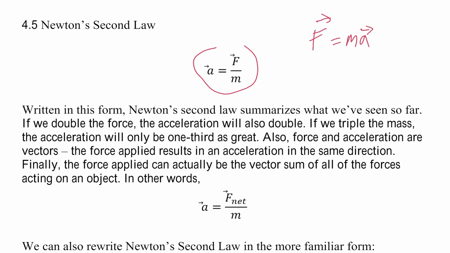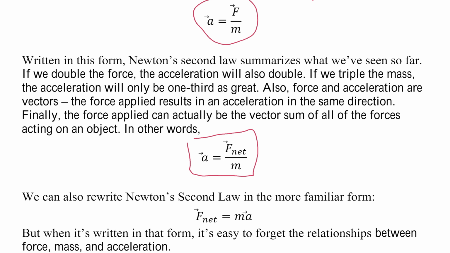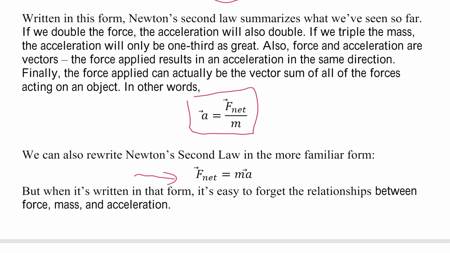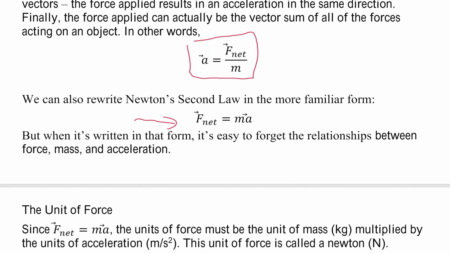So this formula right here, acceleration equals F net divided by m, is the law that we want to know for sure. So obviously we can rewrite Newton's second law in this form, as I already mentioned. This is the one that everybody knows. But we're going to be smarter than that. We're going to be using A equals F over m, because otherwise it's easy to forget the relationships between force, mass, and acceleration. Very important. That's why I keep saying it.